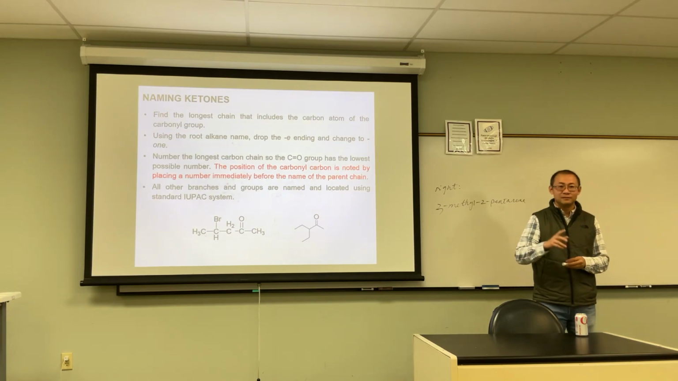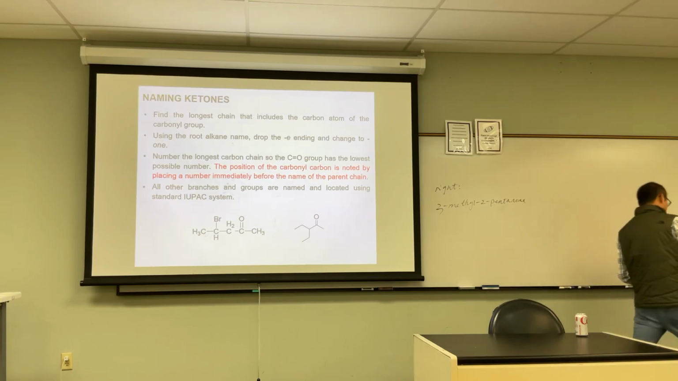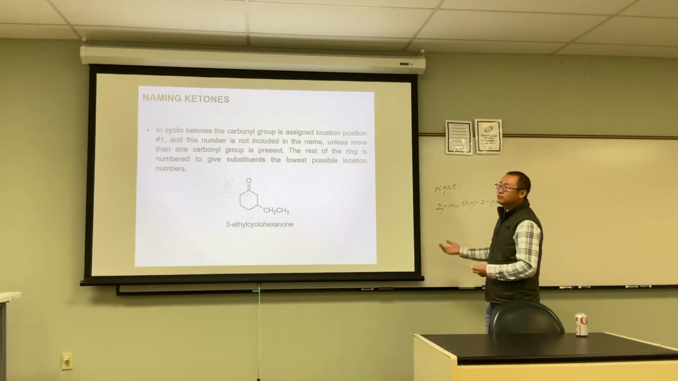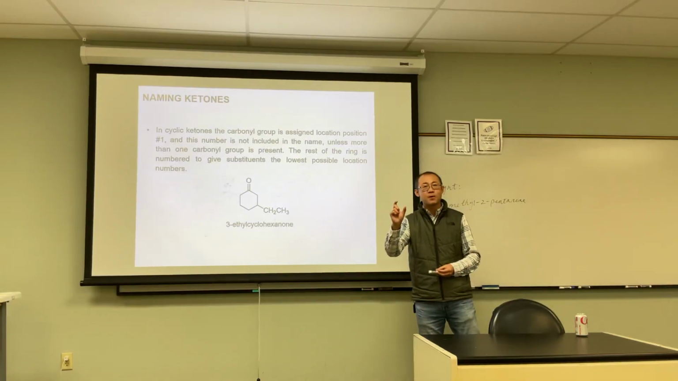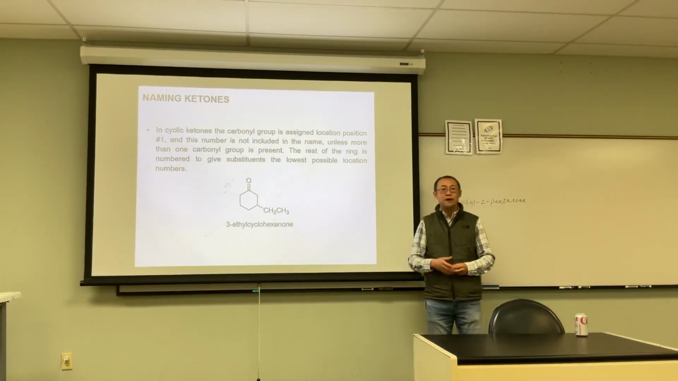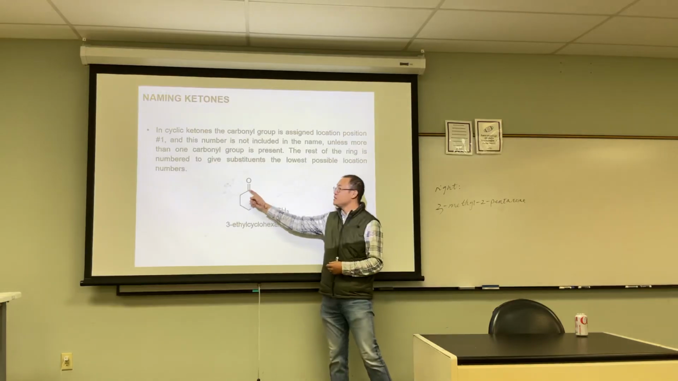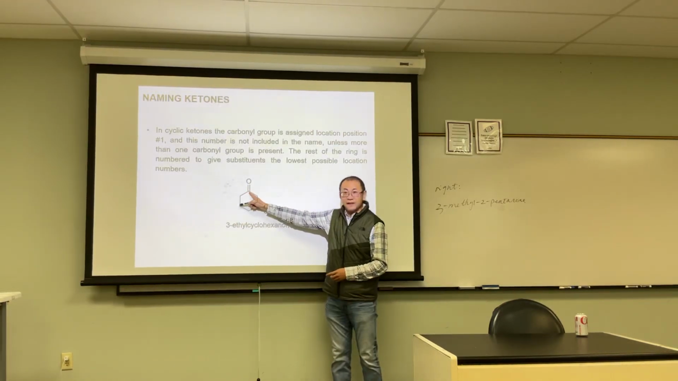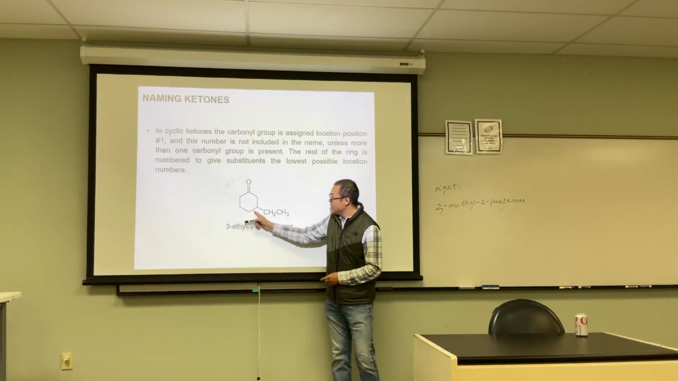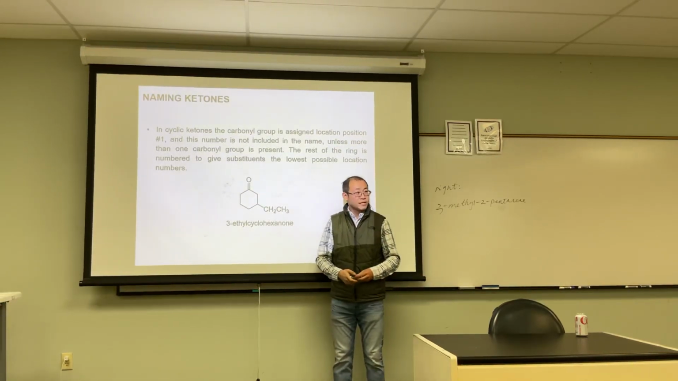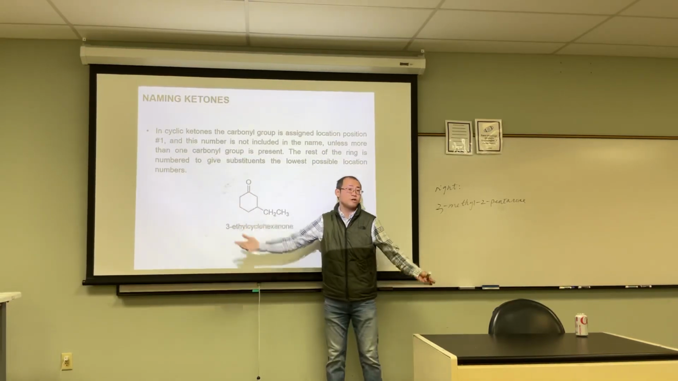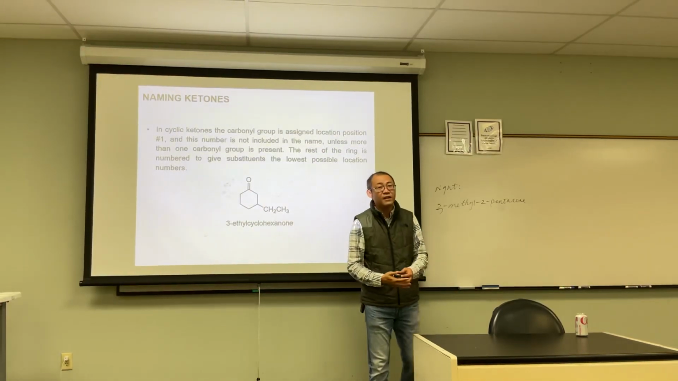Good? Last one, and also easy. We know for ketones we have to number the carbon, but there's one exception: when the ketone is part of the ring. Like this carbon, you can see that the carbonyl carbon is part of the ring. If that's the case, we know this carbon is number 1, so we don't number it, because that's definitely number 1.